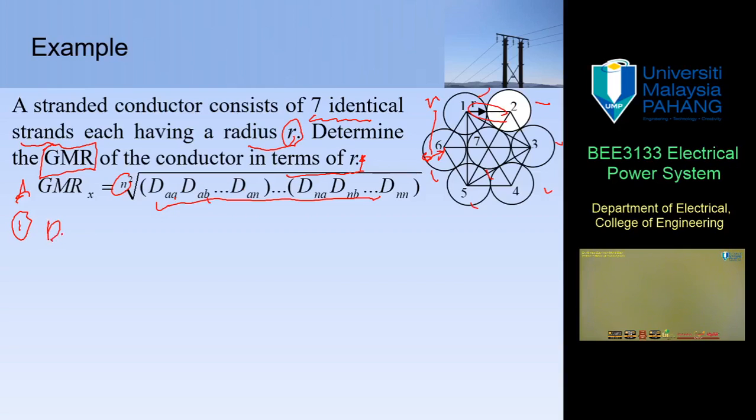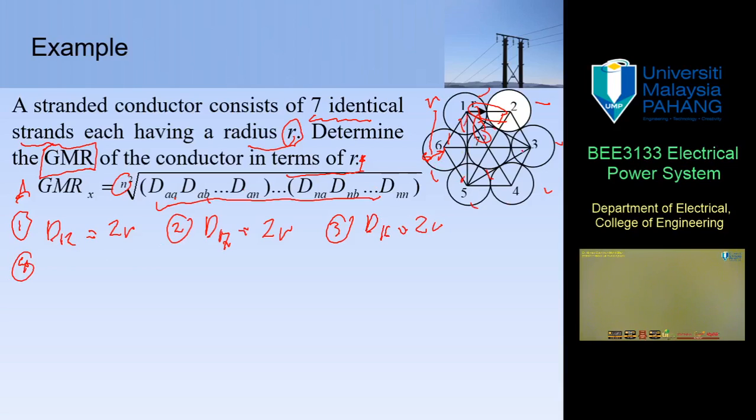So D12 here, because the radius for each circle is R, so we get 1, 2, so we get 2R. Next, D17 is also 1, 2, R also. And the third one is the D16. D16 is also 2R. Okay, 1, 2, 2R. Next is the fourth one.